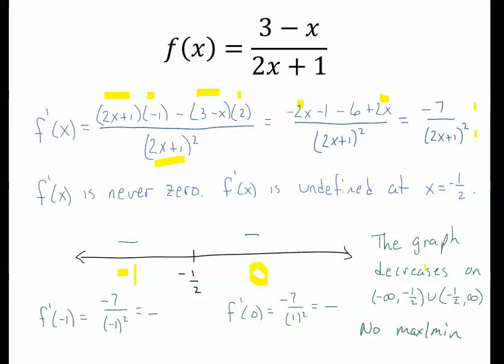But we can't say it decreases from negative infinity to positive infinity because there is this break at the asymptote x equals negative 1/2. We must break our interval as we have it on our test points: from negative infinity to negative 1/2, unioned with negative 1/2 to infinity. Because this only potential critical number is not in the domain of the function, there is no relative maximum or minimum for this particular function.